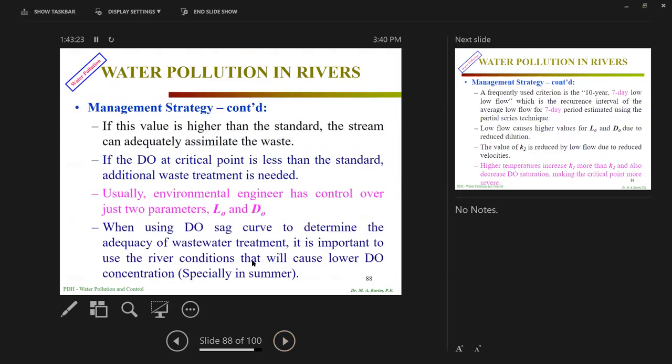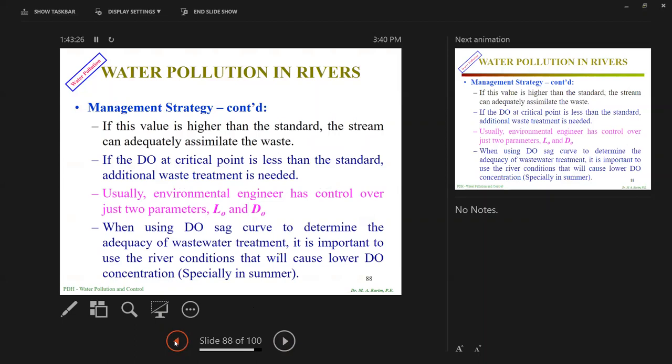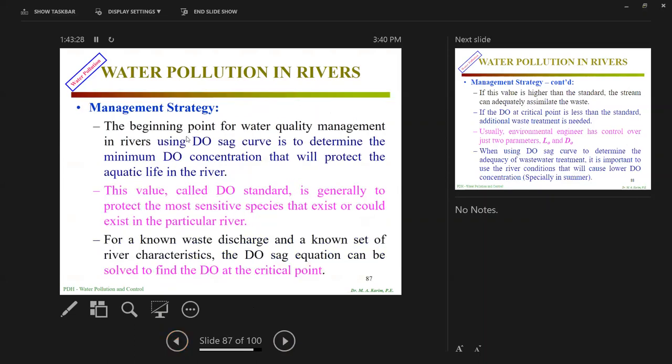Okay, now the management strategy. What kind of strategy do we use to manage those BSF models and how do we use them? The beginning point of water quality management of rivers using BSF is to determine the minimum DO constant that will protect the aquatic life in the river.